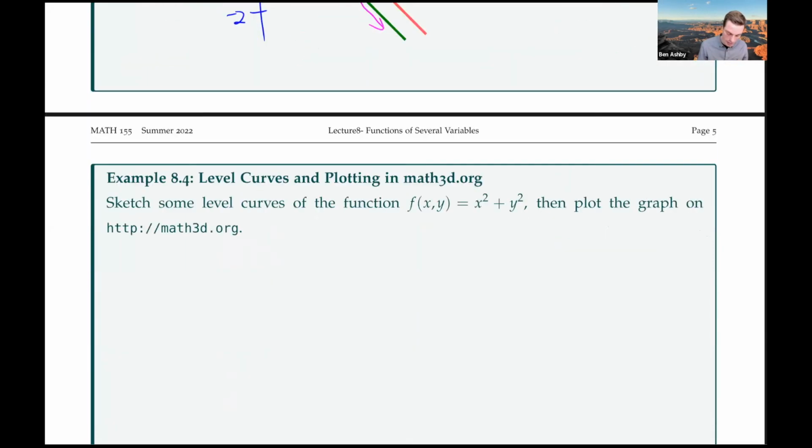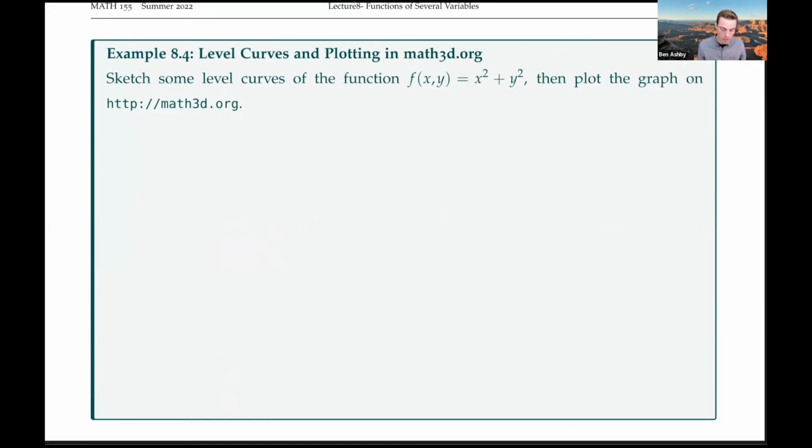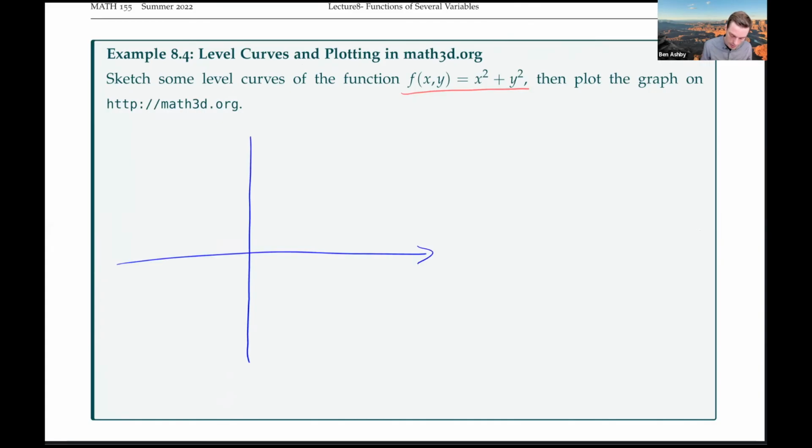Okay, let's think about another example. Suppose now we've got the function f of x, y equal to x squared plus y squared. So what are the level curves going to look like in this case? Well, again, let's draw some axes just to start with. So we want to sketch our level curves.